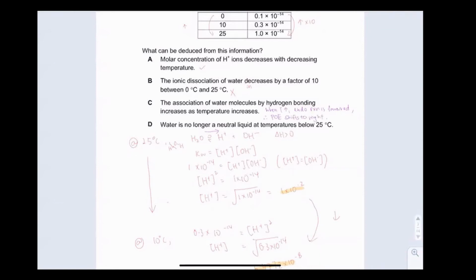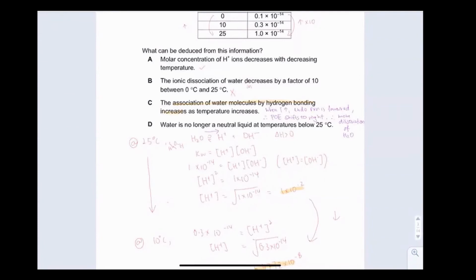Hence, what do you see? If it shifts to the right, there will be more dissociation of water molecules into its ions, correct? So over here, let us read this statement again. The association of water molecules by hydrogen bonding increases. So what does this phrase mean?